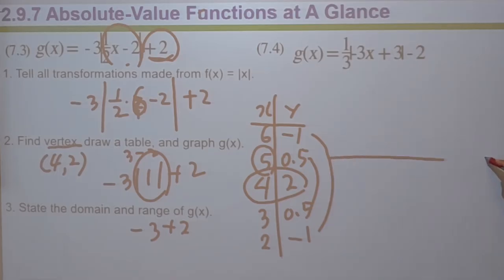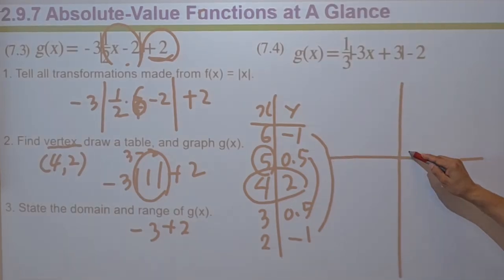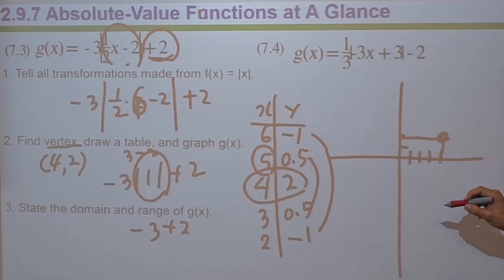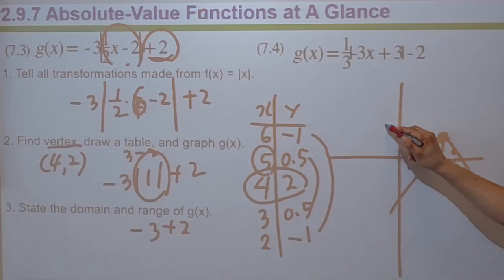So when you draw the graph, with those 5 points, you can draw the graph. 1, 2, 3, 4 right here. 1, 2. So 4,2 right there. As you see, 4 to the right, 2 up, right? And then 5, 0.5 probably here. And then 6, negative 1 probably here, right? And then same thing on the left side, 3, 0.5, and then 2, negative 1 here. So if you connect like that, right?